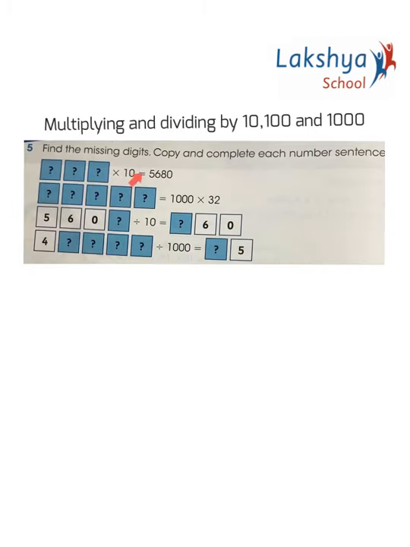Question 5. Find the missing digits. So let's check with the first one. We see that any number when multiplied by 10 is the number followed by a 0. So what would be the number? It is 568. Question 2. When you multiply a number with 1000, you get the number followed by 3 zeros. Question 3. Over here, there is a missing number. What would be the number? It is just 5 because it begins with 5.